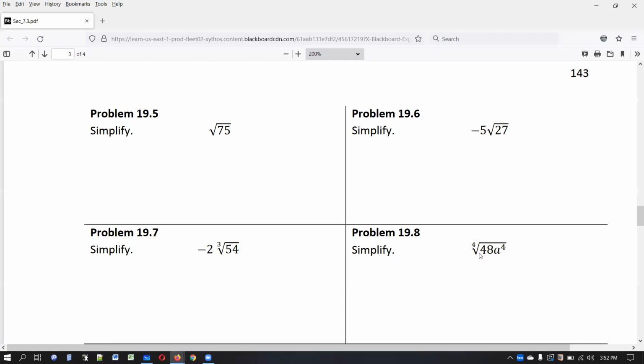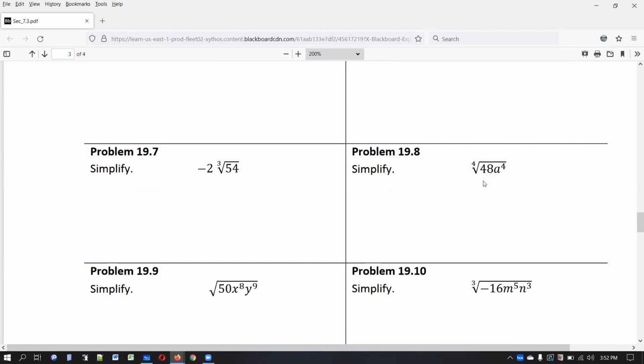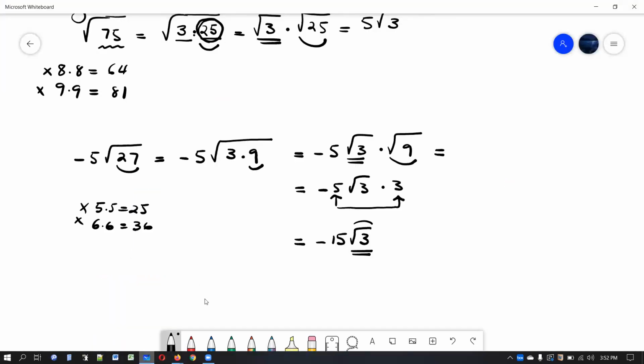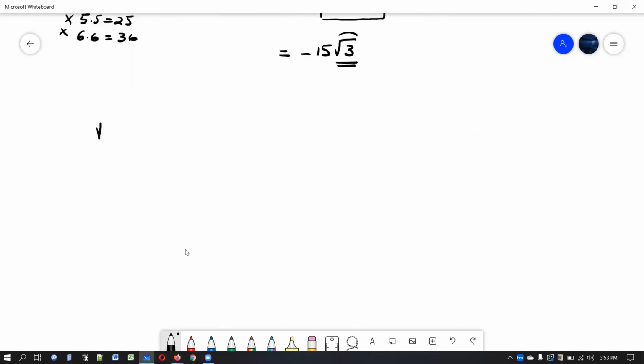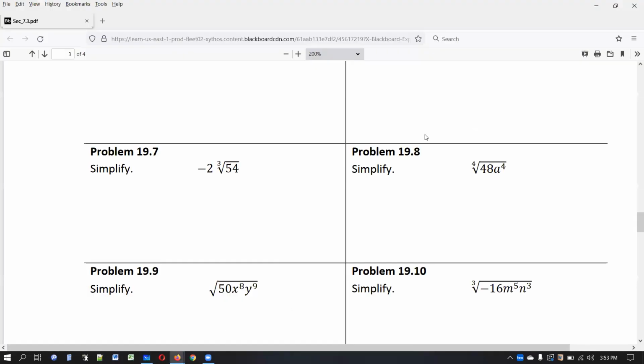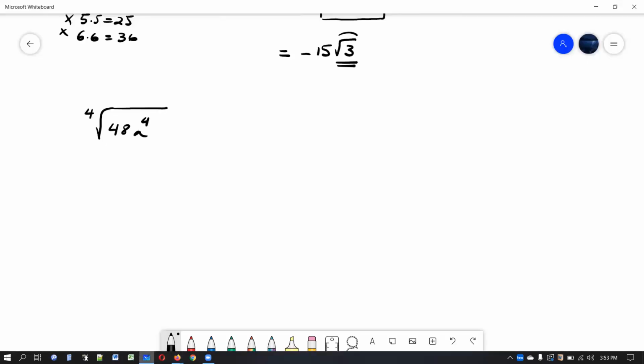All right, so let's take a look and let's do one more. Maybe we'll do this one last. Fourth root, 48, a to the 4th. So let me make sure that I copy this thing correctly. Fourth root, 48, a to the 4th. Okay, great. So now this is a fourth root.